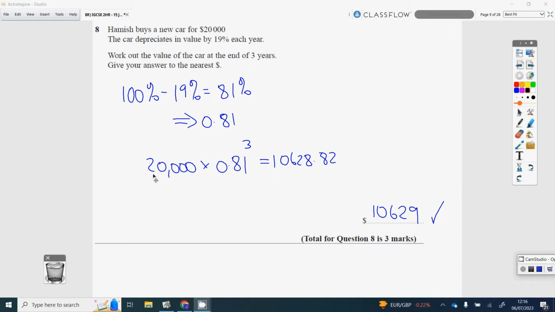We start off with our principal value, which is $20,000. We multiply by the multiplier, which I just described, but this is to the power of the number of years. And the number of years is 3. So popping this into your calculator, you get 10,628.82. So to the nearest dollar, that is 10,629.